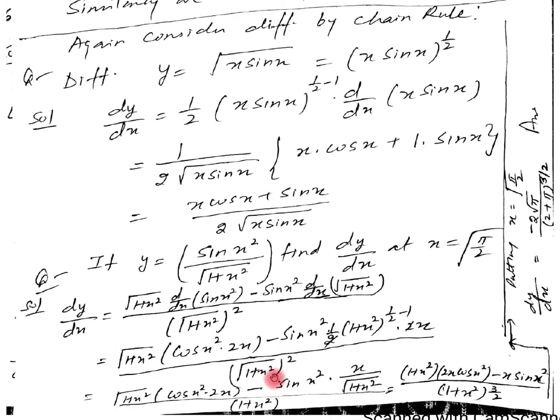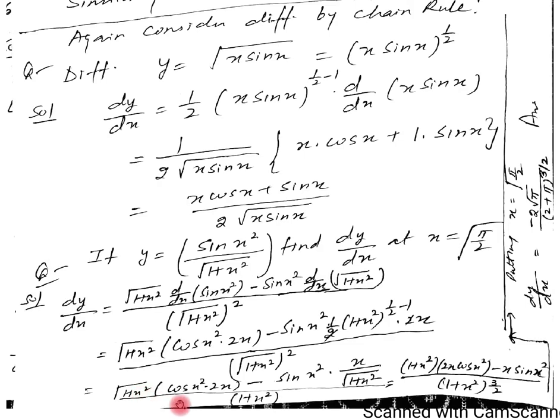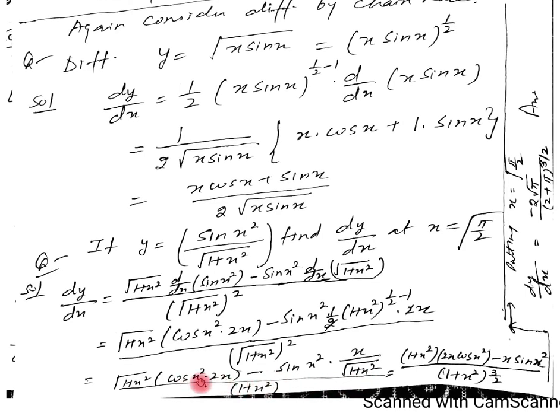Then simplifying the whole expression here: under root 1 plus x square, cos x square into 2x, minus sin x square into x upon under root 1 plus x square, where 2 cancels with 2. Then simplifying the numerator by taking the LCM, it becomes (1 plus x square) into 2x cos x square minus x sin x square, and in the denominator, collecting both the powers, it is (1 plus x square) whole power 3 by 2. This we have done: the derivative of the given function.